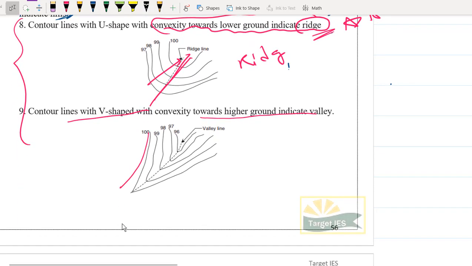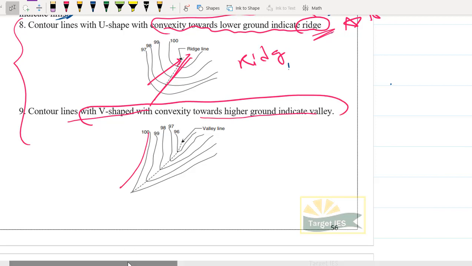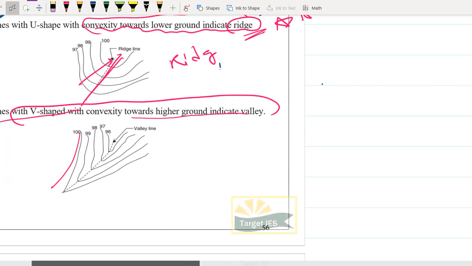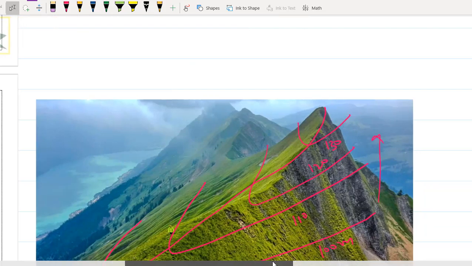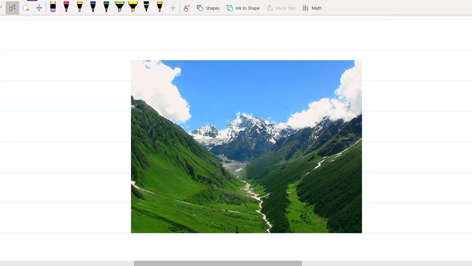Now next, if your contour lines are V-shaped with convexity towards higher ground, what will it indicate? It indicates a valley. If your higher values are outside and lower values are inside, then we will be calling it a valley. Let me show you the diagram and you will be perfect. Along this valley line you can clearly see, right? If I am joining points of equal elevation, let us say this is 100.